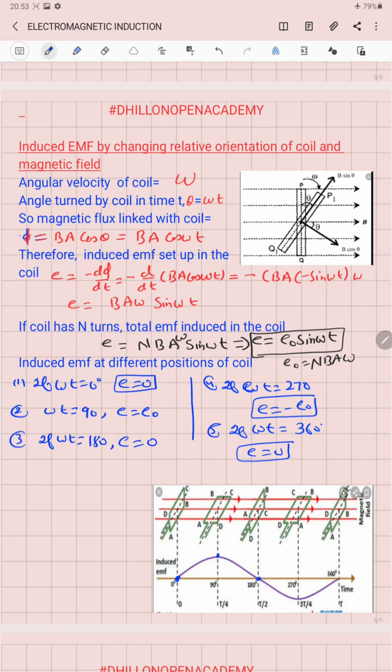So when the plane of the coil is further rotated by 90 degrees, that is, it reaches the 270-degree position, the EMF reverses its direction and becomes minus E naught, and at 360 degrees it becomes 0 again. So we get this sine curve, or we can say that the EMF induced in the coil is varying sinusoidally with time, and at any instant the EMF induced in the coil is equal to E naught sine omega t.